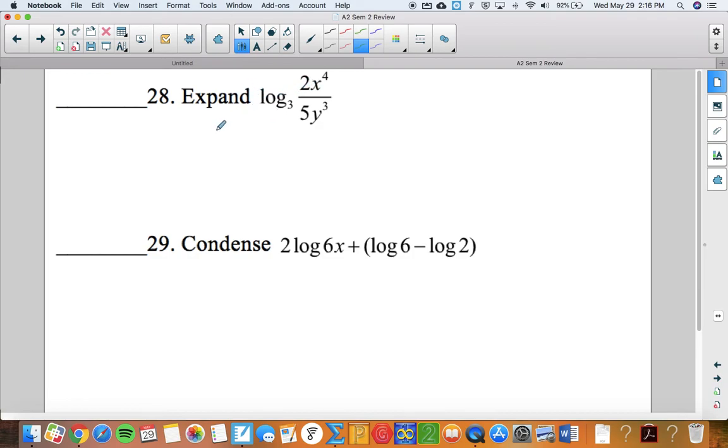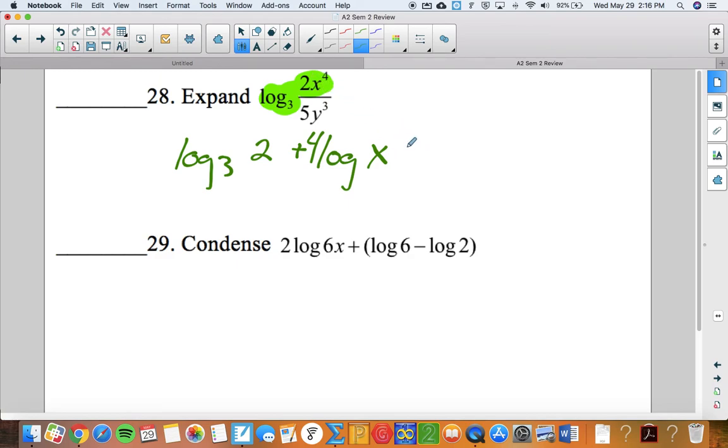Expand this. You'll want to look at your log rules here, folks, but I'm just going to focus on this part first, right here. Now this is all log base 3, so I'm going to write log base 3 a lot when I expand this. So it's going to be log base 3 of 2. Now when I expand it, I change multiplication to addition. So plus log base 3 of x, and then that power goes out in front for log x.